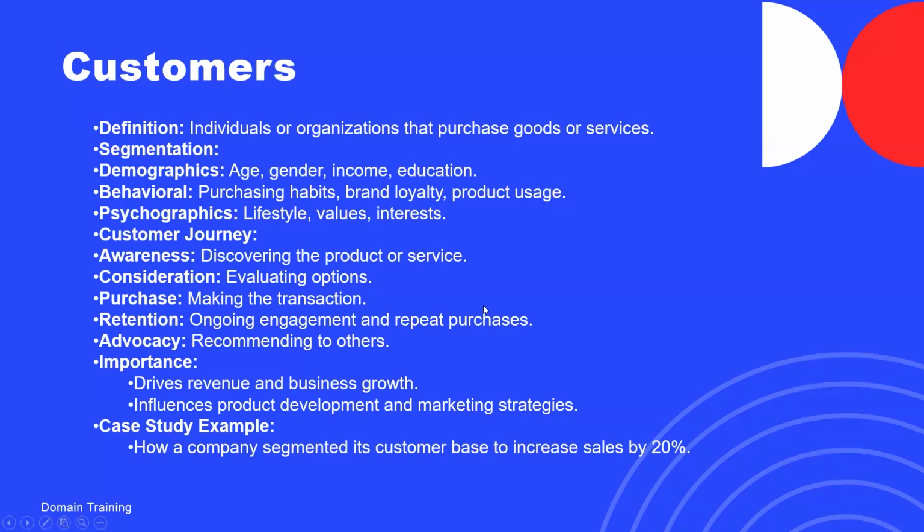Demographics. So under demographics, you have age, gender, income, and education. These are some of the examples, okay, to understand what all comes under customer segmentation. Behavior. So you analyze the purchasing habits, the brand loyalty, which products you are more likely to purchase, product usage. All these are being tracked from the customer behavior.